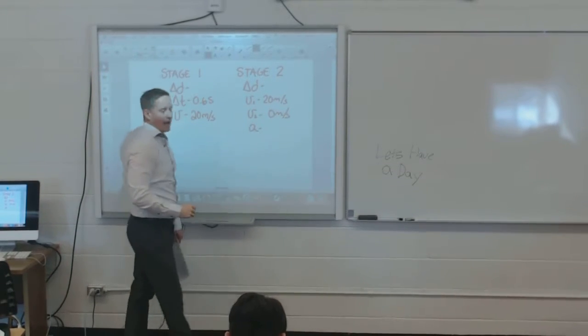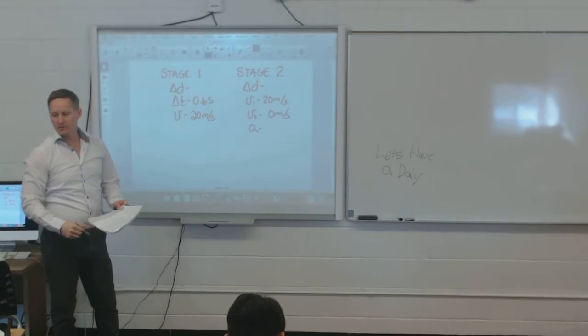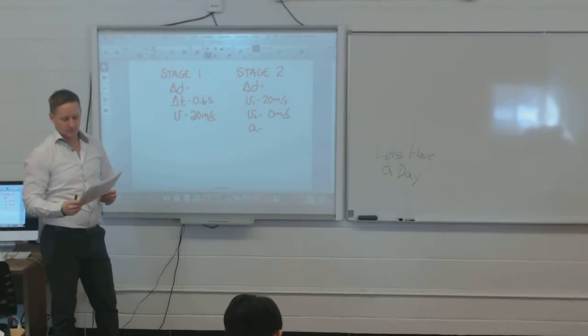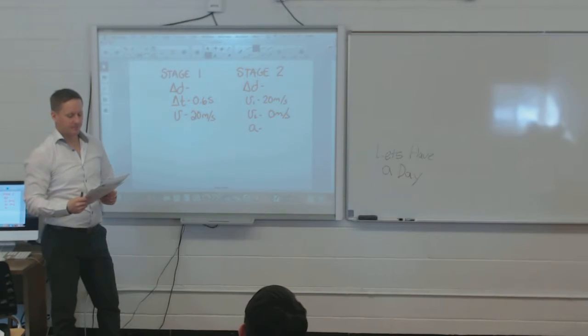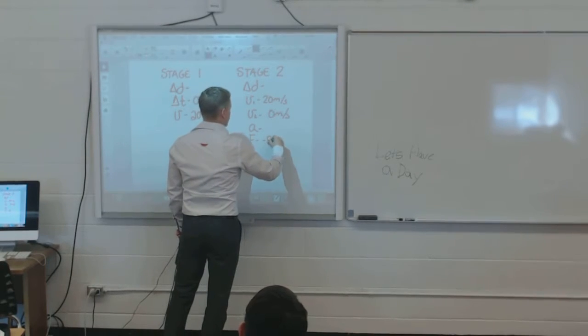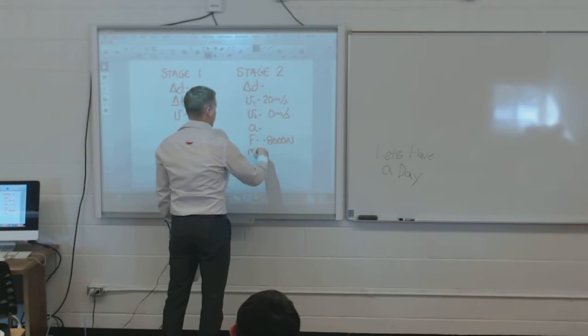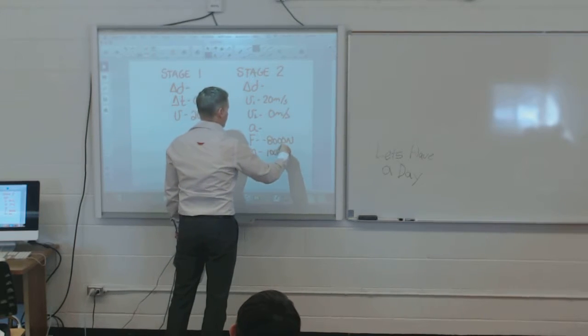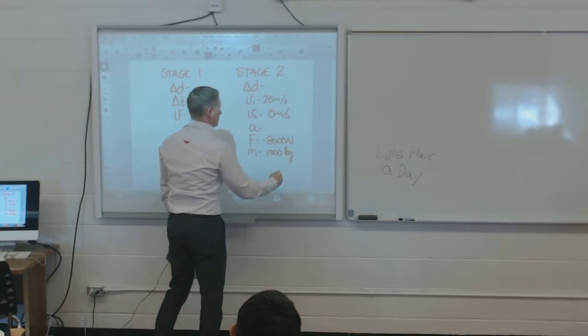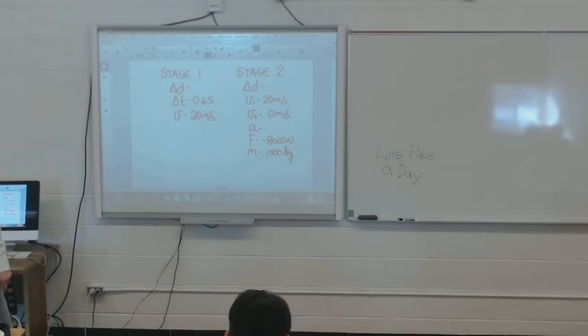I likely need to get my A, and where does my A come from? What else do they give you? They give you what? Force. A force of negative 8,000 newtons. Is it slowing you down? And what's the mass of the car? 1,000 kg. So again, this question we've done before. We did it in kinematics.